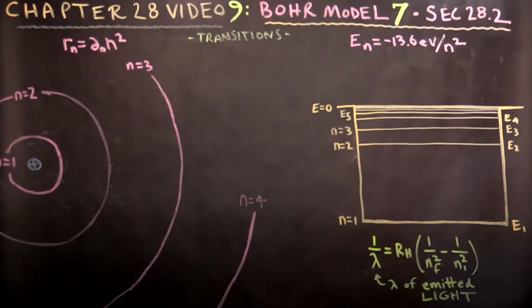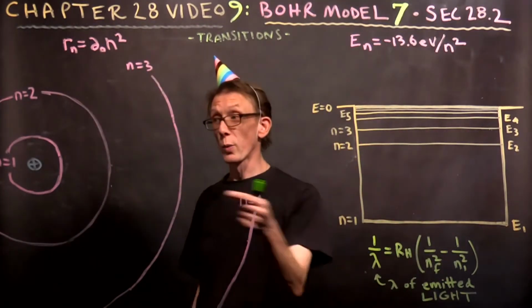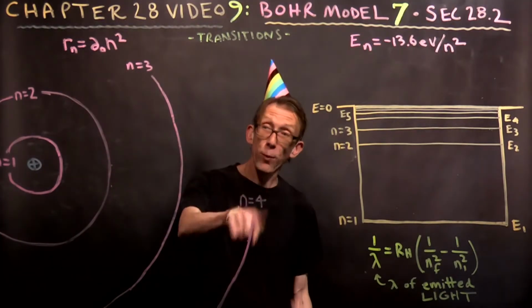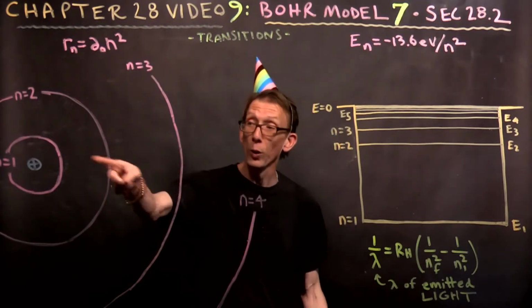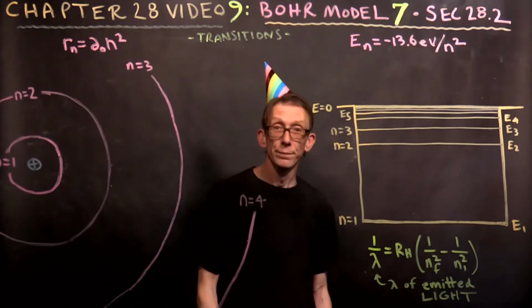So we can bring the electron up to the n equals 4 state, but when we let it go, it's going to return to the ground state. But it doesn't have to go directly to it. It can jump from 4 to 3 to 2 to 1. It can go from 4 to 2 to 1, go from 4 to 3 to 1, or it can go directly from 4 to 1.